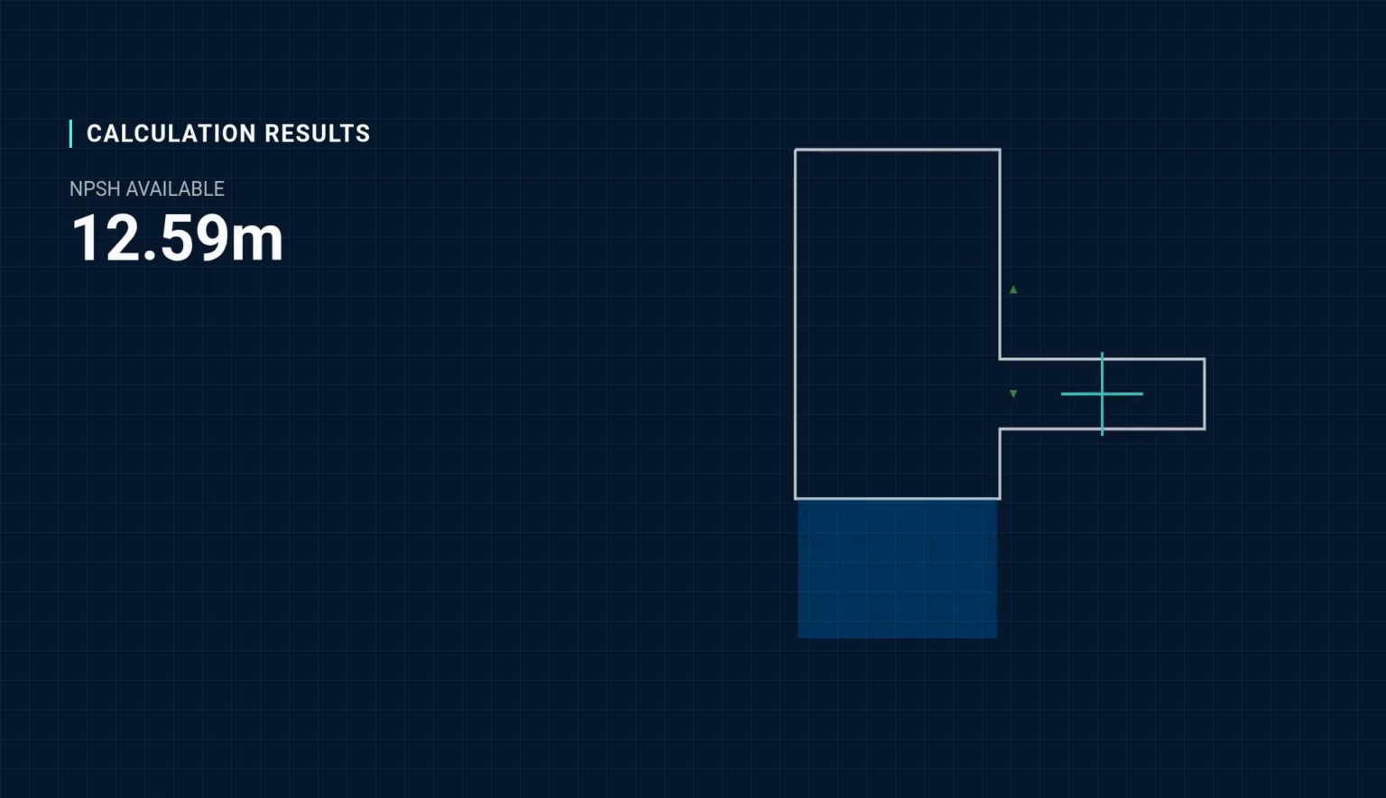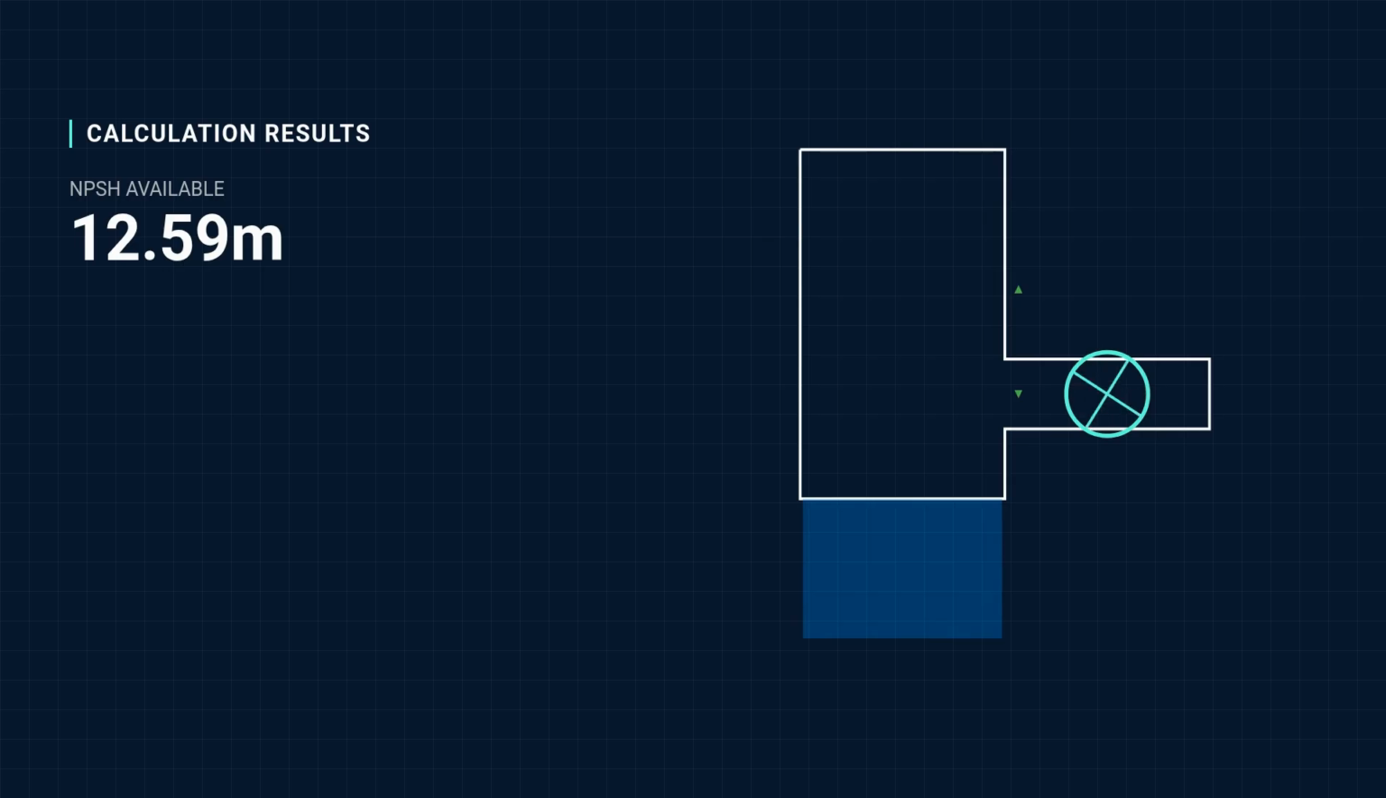With our test inputs, the calculator shows NPSH available equals 12.59 meters. This is the net positive suction head available at your pump inlet. Below that, you'll see margin over required, which shows 9.59 meters based on a typical 3-meter requirement. This positive margin of 9.59 meters confirms your pump is well protected from cavitation, as you want this value to be positive for safe operation.